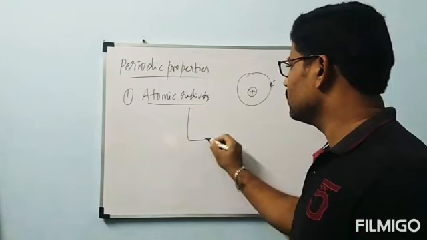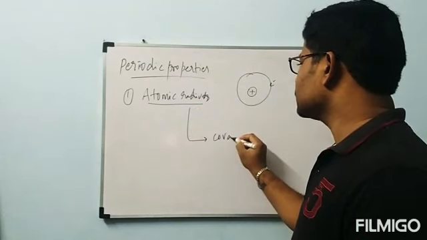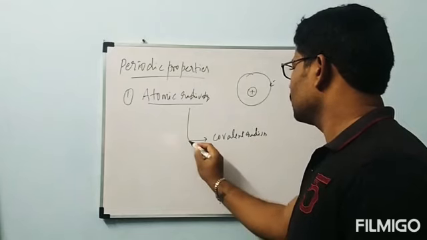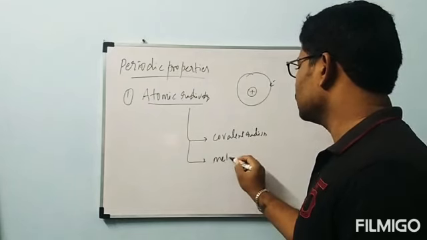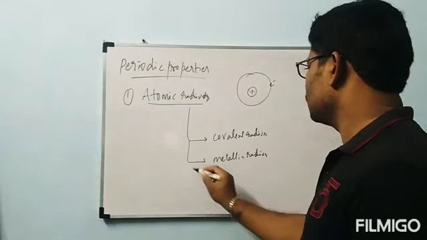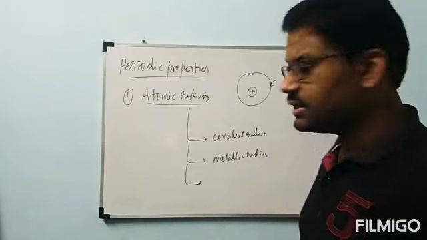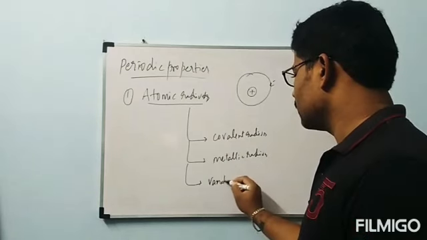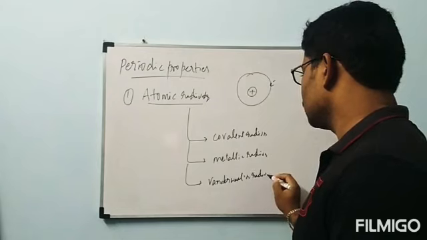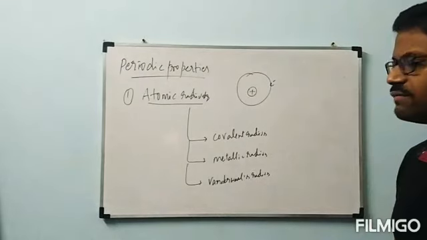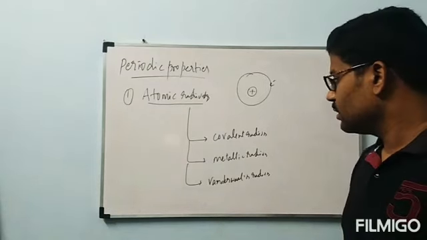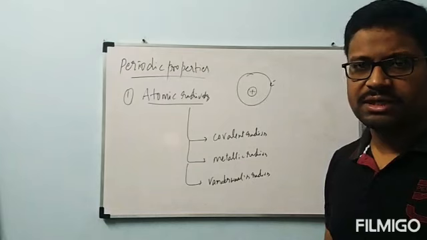Those are covalent radius, metallic radius, and van der Waals radius. What are the three types of atomic radius? Covalent radius, metallic radius, and van der Waals radius.